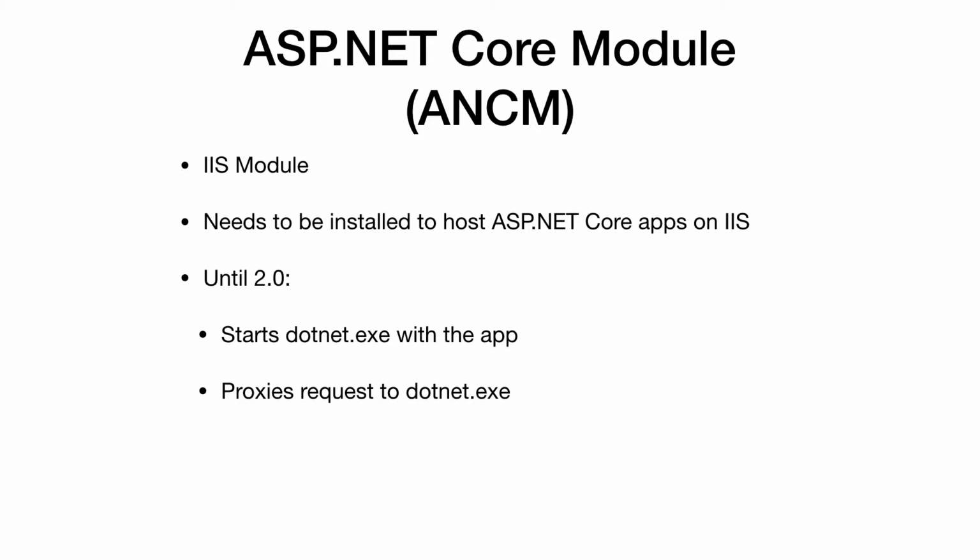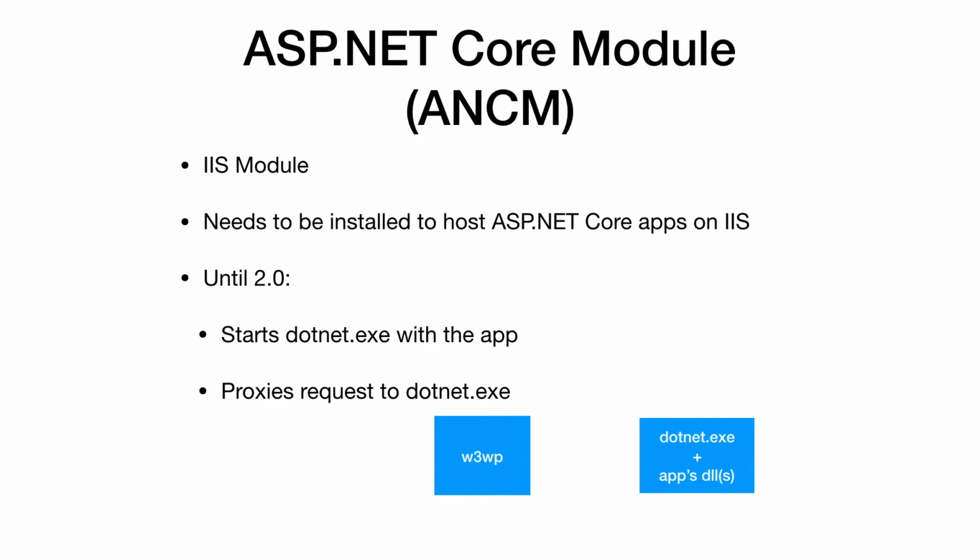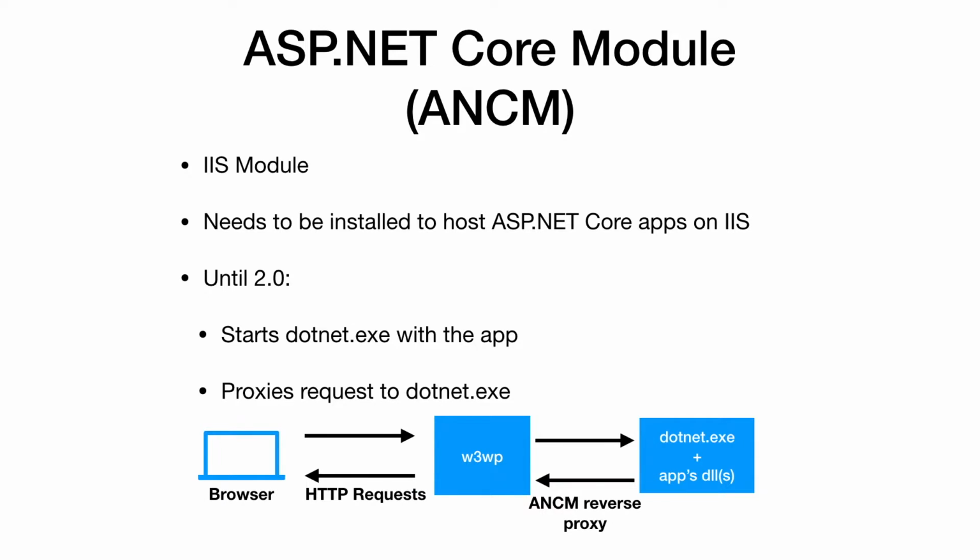So until 2.0, every time you hosted an ASP.NET Core application in IIS, you had two processes, the W3WP from IIS and dotnet.exe, which hosted your application, and the ASP.NET Core module made sure that this dotnet.exe is always running, and it also made sure that the HTTP requests hitting the W3WP are proxied to dotnet.exe. So in this case, IIS worked as a reverse proxy.